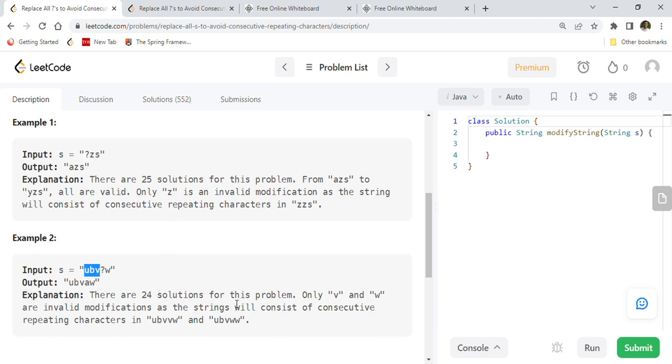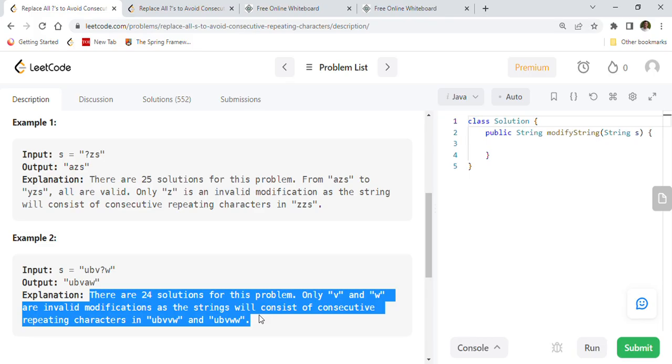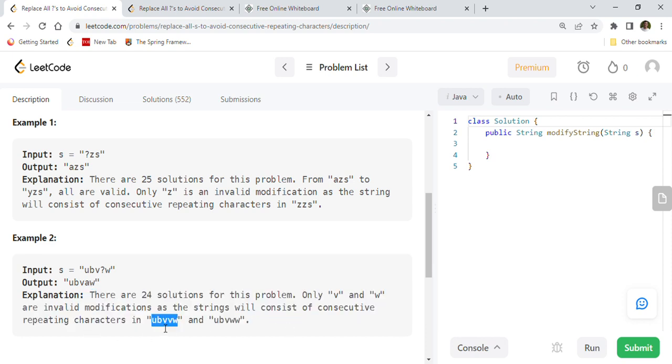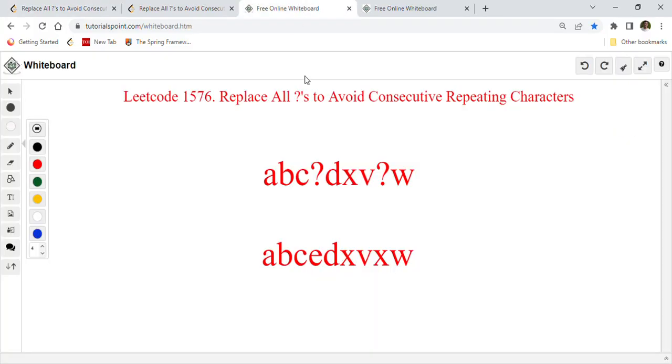So this is another example, UBV question mark W, right? So for this question mark we cannot put V there, because if we put V it will be consecutive characters, right? If we put W there, again it will be consecutive characters. You can put any of the remaining 24 characters. They have already mentioned it here. There are 24 solutions for this problem. Only V and W are invalid modifications, as the strings will consist of consecutive repeating characters. If you try to put V it will be consecutive. If you try to put W there, W will be consecutive, correct? So this is what the problem statement says.